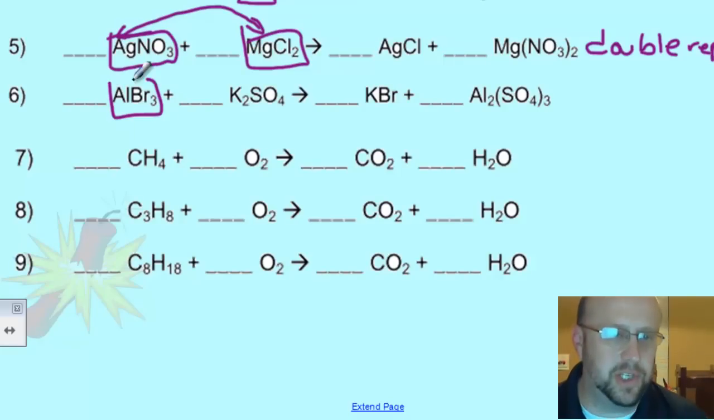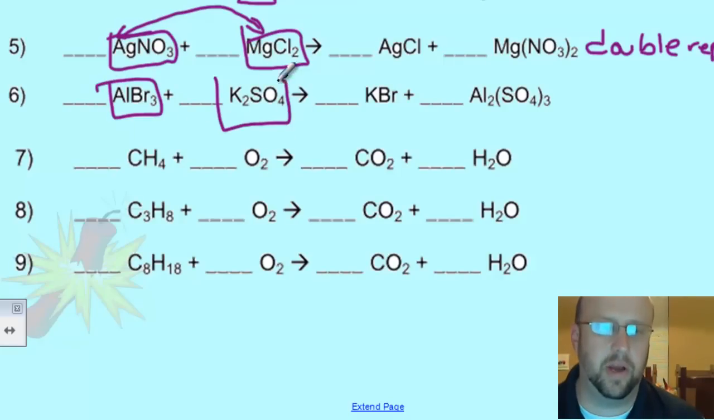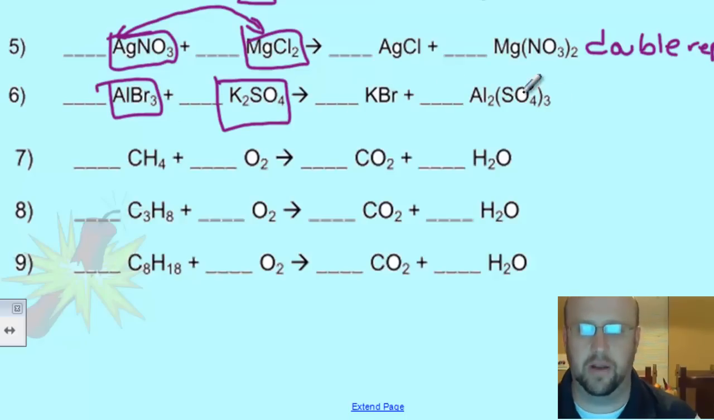If we look at number 6, ionic compound, that's probably a pretty good hint that it's double replacement. You just want to check what switches. So potassium is now with bromine. Aluminum is now with sulfate over here, and so that is definitely a double replacement reaction.